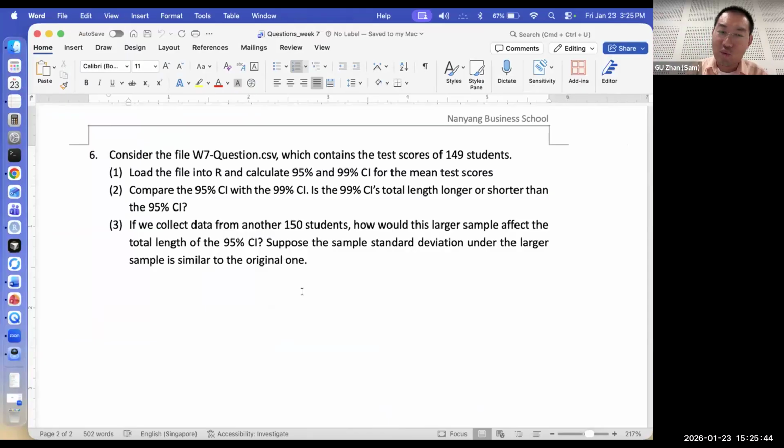Basically, you add these 150 students to the existing 149, so your sample size becomes larger. Then your standard error reduces. Standard error is the standard deviation of the sample, which doesn't change that much, divided by the square root of n. The n becomes larger, almost doubled, so its square root becomes larger.